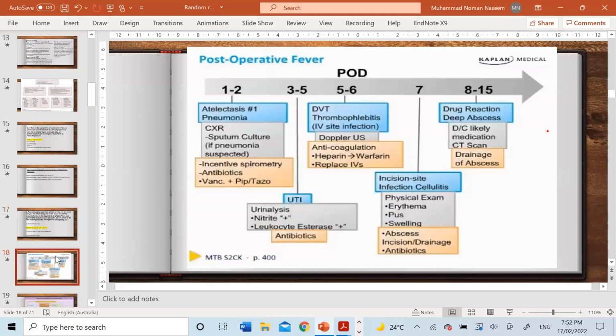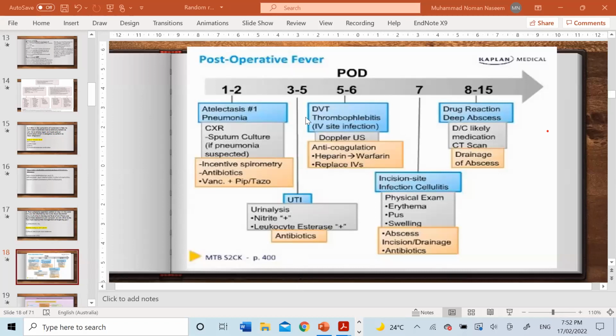Okay. So these are some of the pictures that help you to remember. First and second day, atelectasis or pneumonia. Talk about chest x-ray, talk about sputum culture if you are suspecting pneumonia. And you do the incentive spirometry for the atelectasis. You give antibiotics in case of pneumonia. Day 3 to day 5, you always suspect UTI. So you do the urine analysis, you do the nitrite, and you do the leukocyte count and give antibiotics.